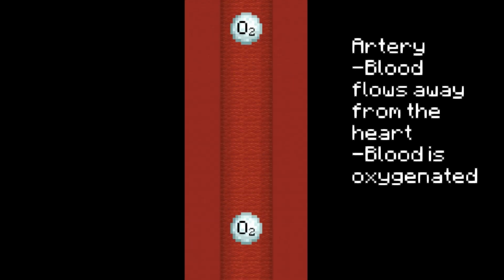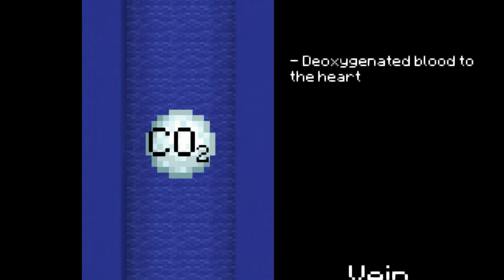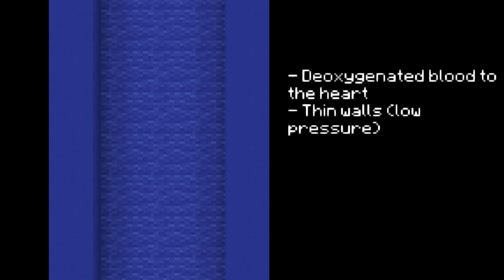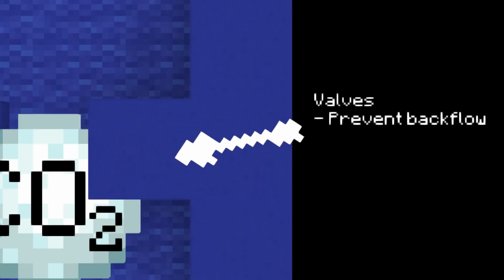There are three types of blood vessels. One of them is an artery. It carries oxygenated blood away from the heart. Its walls are thick due to the high pressure. The other blood vessel is a vein. It carries deoxygenated blood to the heart. Its walls are thin since it isn't under so much pressure. They also contain valves that prevent backflow.